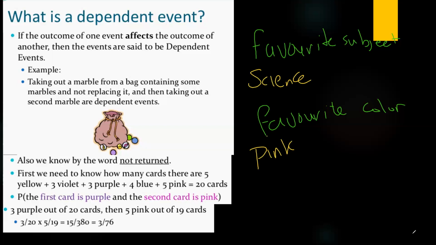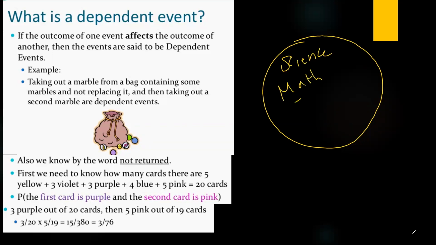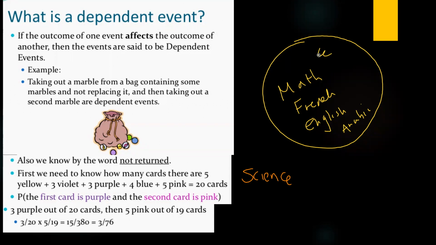But if I told you now you have 5 subjects here: science, math, French, English, and Arabic. And then if I ask 5 girls, let's start now with Farah. Farah, she said that I prefer science. Now, because Farah chose science, so I will remove the book. I will say, okay, Farah chose science. I will remove the science now.